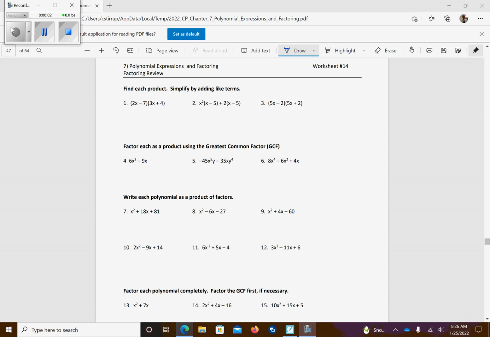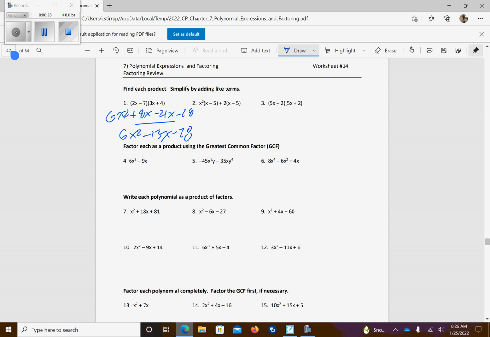Alright guys, this is PEF number 14. We're going to go ahead and multiply this out. So 2x times 3x is 6x squared. Outside is going to give me plus 8x. Inside is going to give me minus 21x minus 28. Combine those together like terms. So that's going to give me negative 13x minus 28.